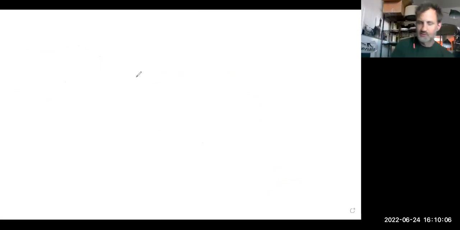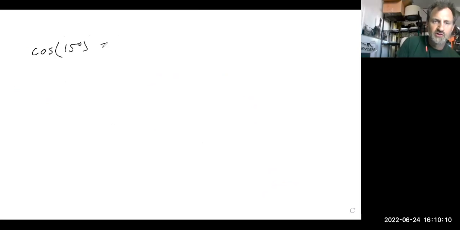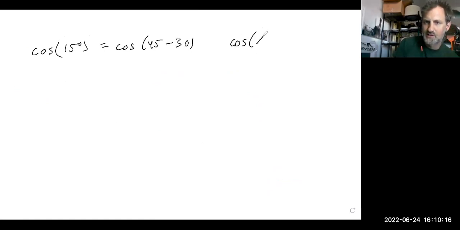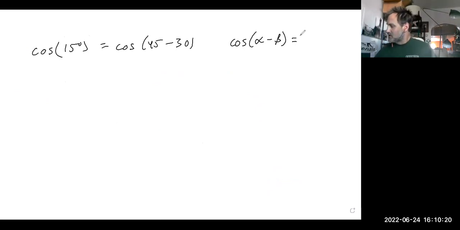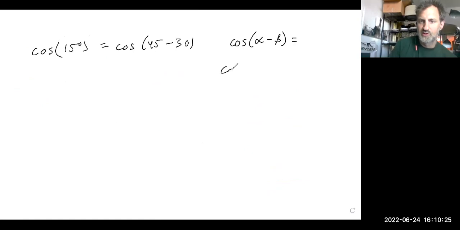All right, last one, cosine 15. Let's do a little bit of subtraction. So this could be cosine of 45 minus 30. So again, I'm going to go out and get the cosine difference formula. Now, let's say that I've not been provided with the cosine difference formula. Let's say I've been provided with the cosine sum formula.